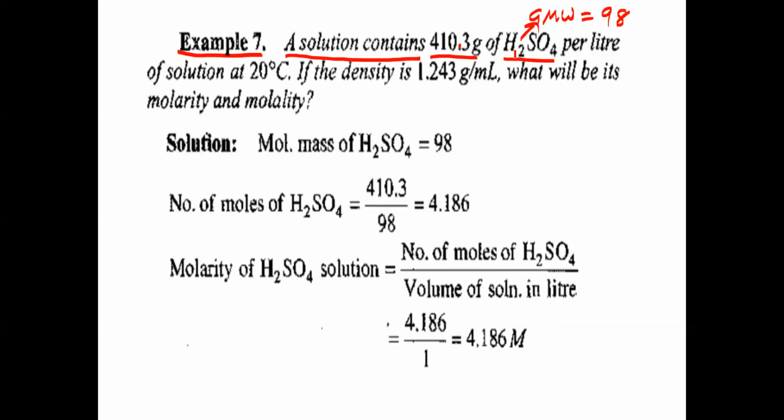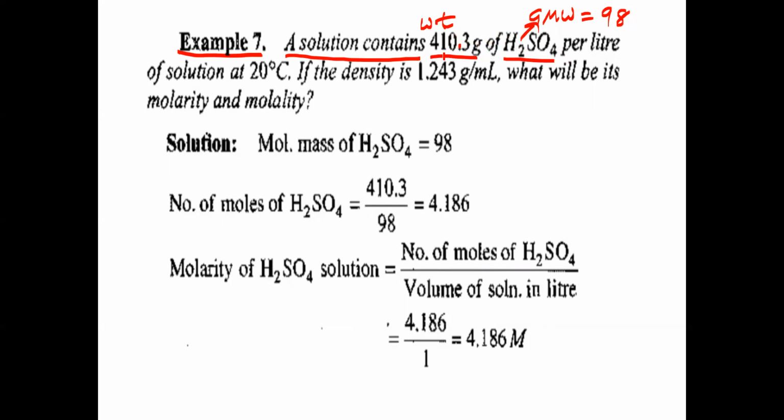410.3 grams of H2SO4, the weight, is given. What is the gram molecular weight? 98. So weight divided by gram molecular weight will give the number of moles. Keep that point in mind. Weight is given and gram molecular weight we know.